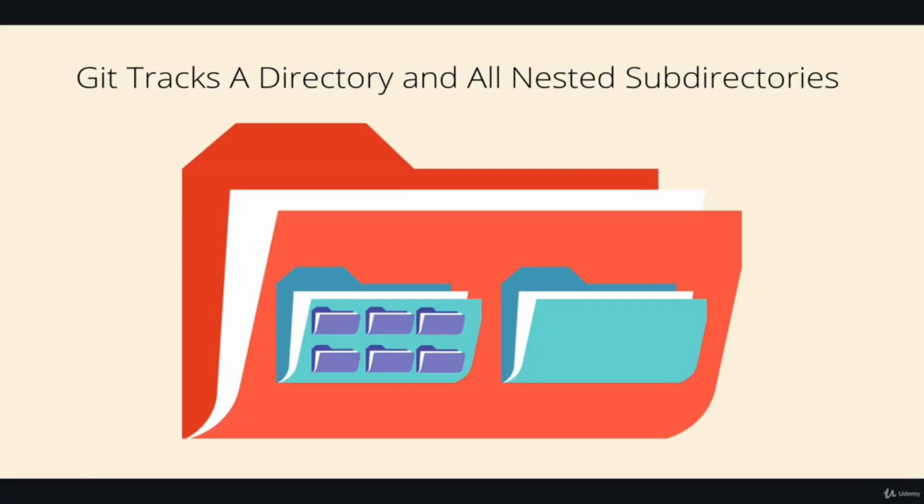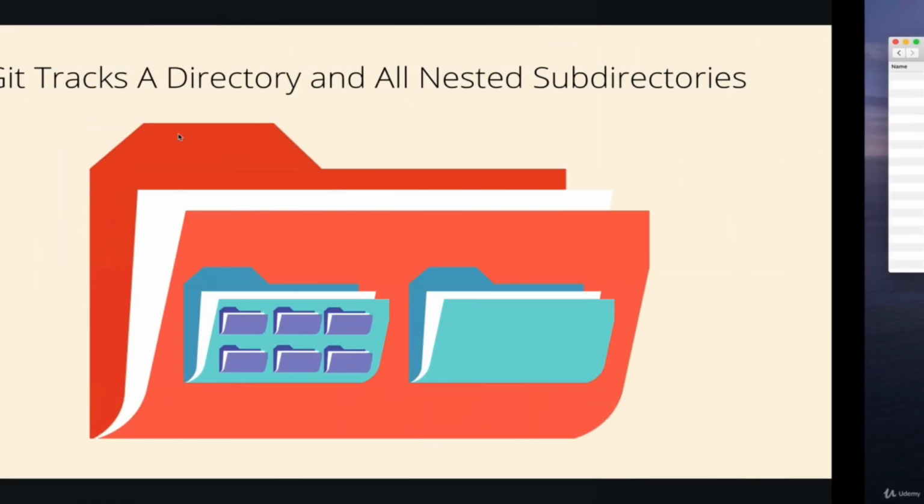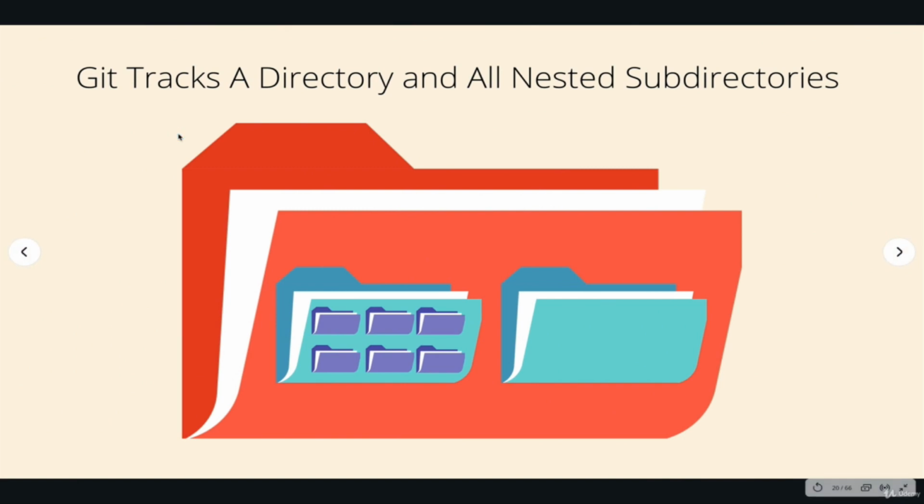Okay, so in this video, I want to quickly talk about a common issue that some students run into early on. To explain it, first we need to understand that when we initialize a Git repo, that's in one directory, right? In our case, it was the My First Novel directory. But Git is going to watch everything that happens in this directory, including anything nested further down as child or grandchild directories and so on.